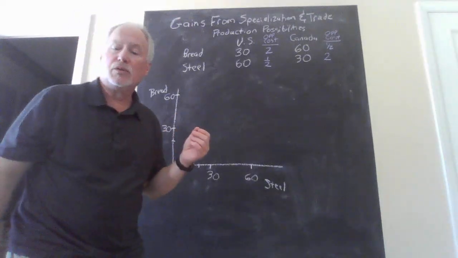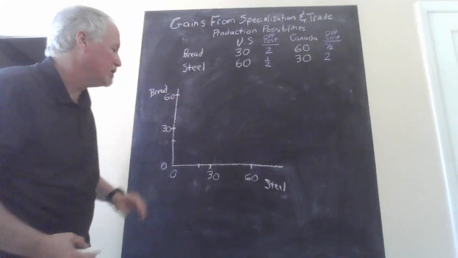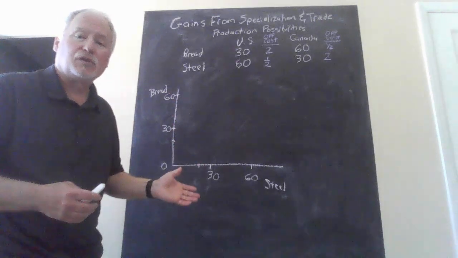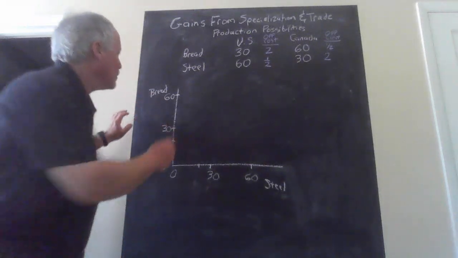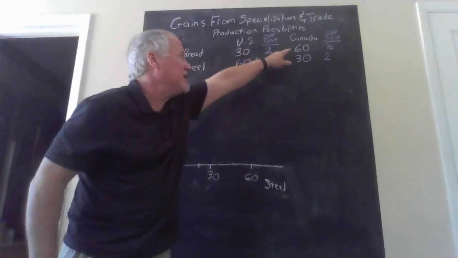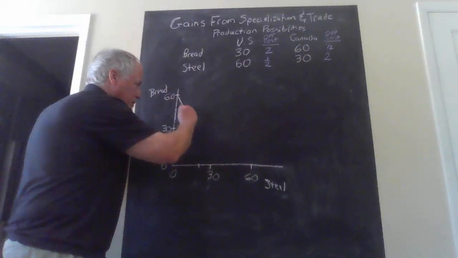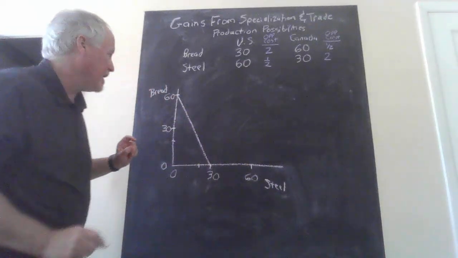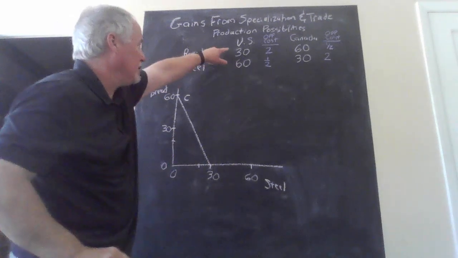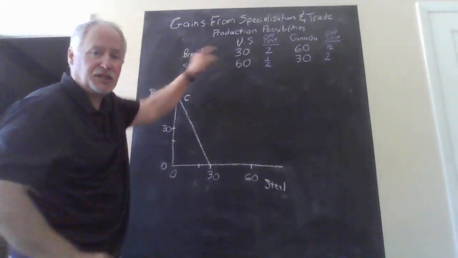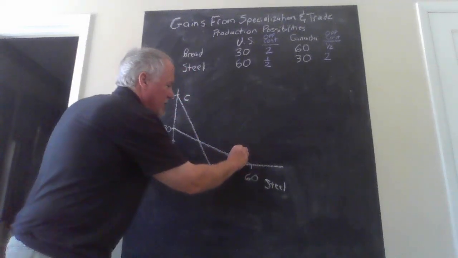So then what we can do is come down here and graph these production possibilities curves. I'm going to graph them both on the same graph because I've picked the numbers so it can work out and look pretty good. So we'll draw one here. Canada's PPC goes from 60 for bread down to 30 for steel. It looks like that, and that's Canada. I'll just put a C here so we know that's Canada. And then the U.S. production possibility curve goes from 30 to 60. There it is, and that's the U.S.